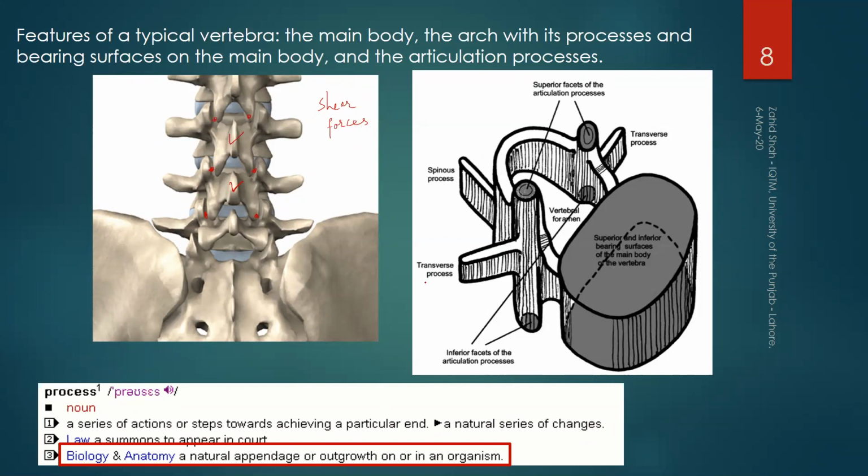So there are different processes or projections. Transverse processes are on the right and left of your back, and then we have the spinous process. These are the bony projections. They are part of your vertebra, and your muscles and ligaments attach to these projections.